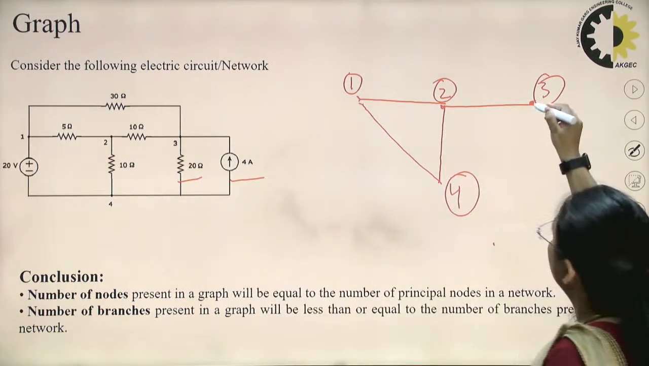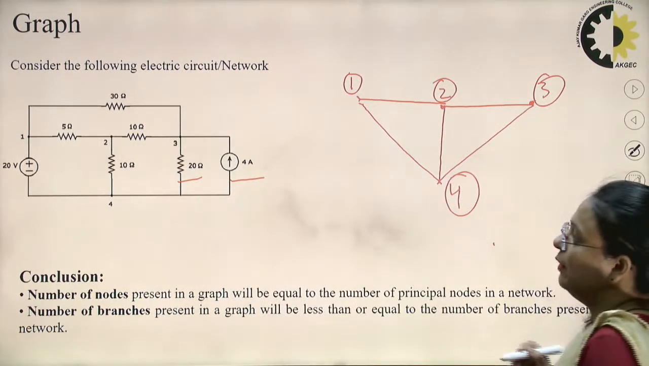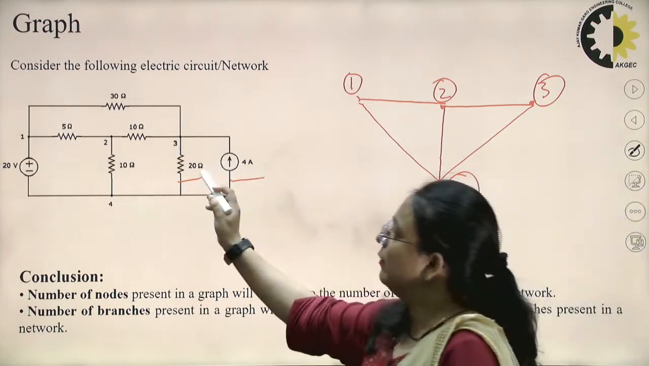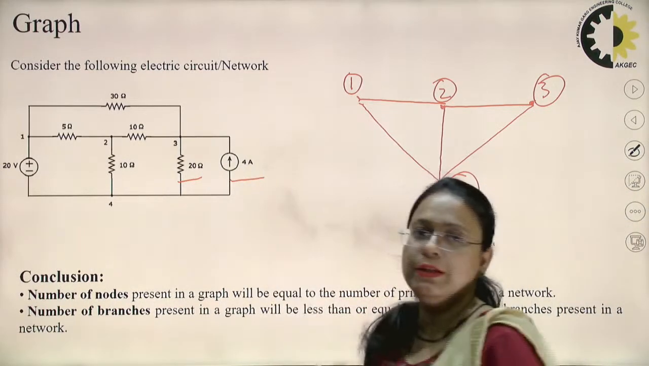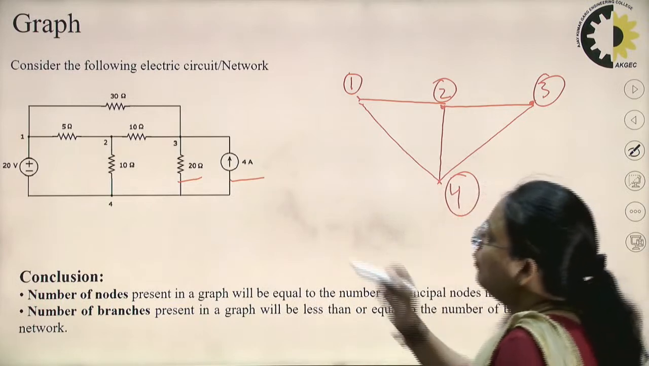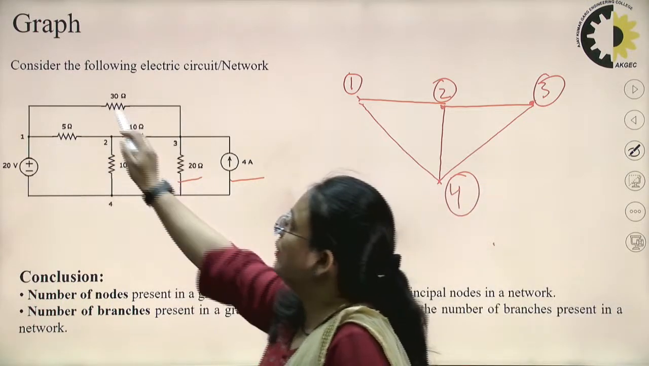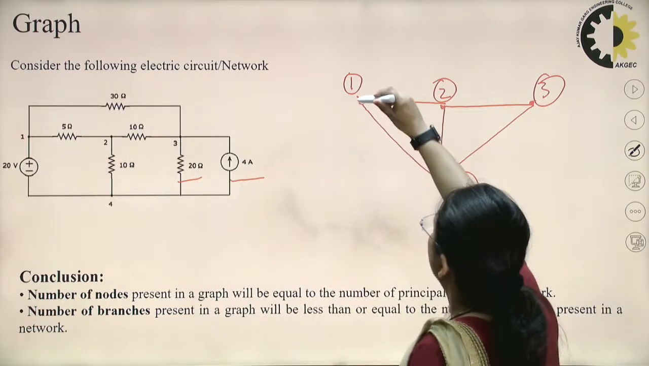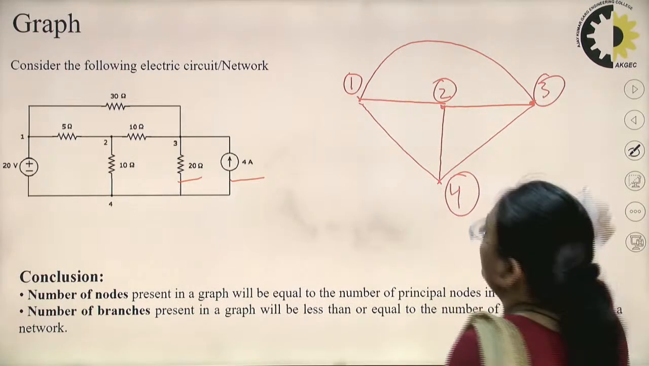So I can draw a single branch for these two parallel connected elements, right? So between node number 3 and 4 I will draw a single branch for this 4 ampere current source and this 20 ohm resistor. Now between 1 and 3 there is a resistor of 30 ohm, so I will represent it with a single branch.